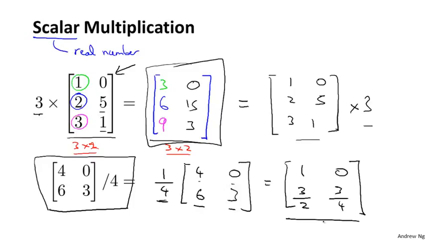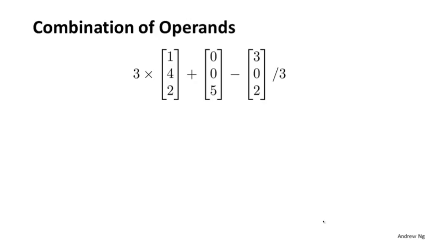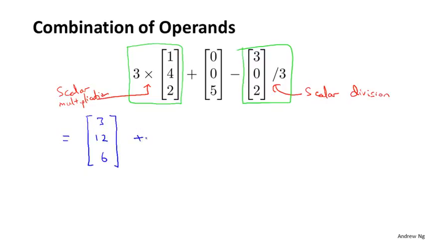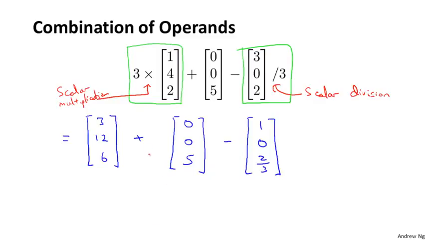Finally, for a slightly more complicated example, you can also take these operations and combine them together. So in this calculation, I have 3 times a vector plus a vector minus another vector divided by 3. This multiplication is an example of scalar multiplication, because I'm taking 3 and multiplying it. And this is another scalar multiplication, or scalar division, which really just means 1/3 times this. So if we evaluate these two operations first, we get 3 times that vector is 3, 12, 6, plus my vector in the middle, which is 0, 0, 5, minus 1, 0, 2/3.